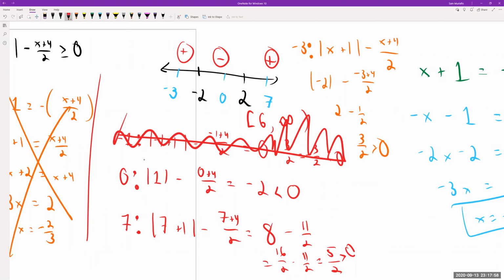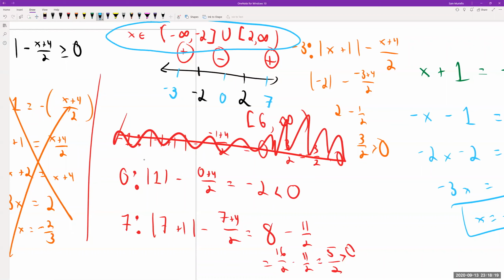We can go ahead, therefore, and determine that the answer is going to be -∞ to -2, unioned with 2 to infinity. Notice this time that I am using my hard brackets on these two endpoints because my original sign was a greater than or equal to. So this time, -2 and 2 is where the two parts are equal, and I do want to include them, as opposed to last time where I did not want to include them.